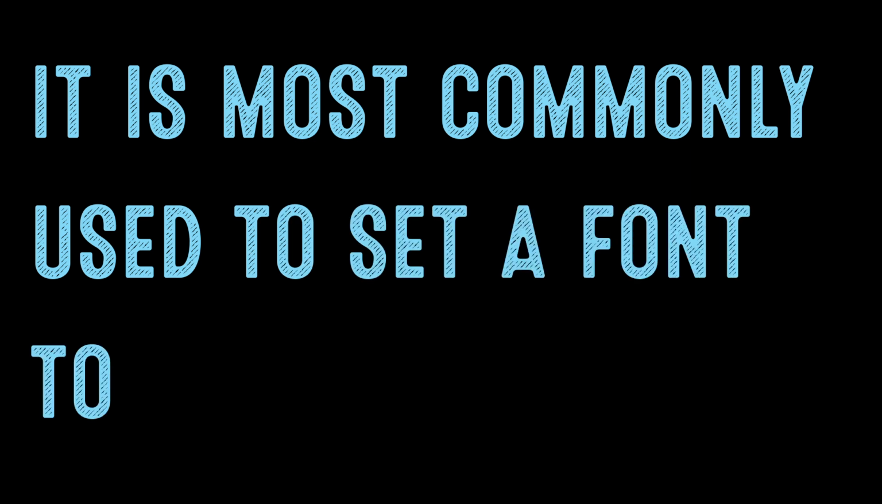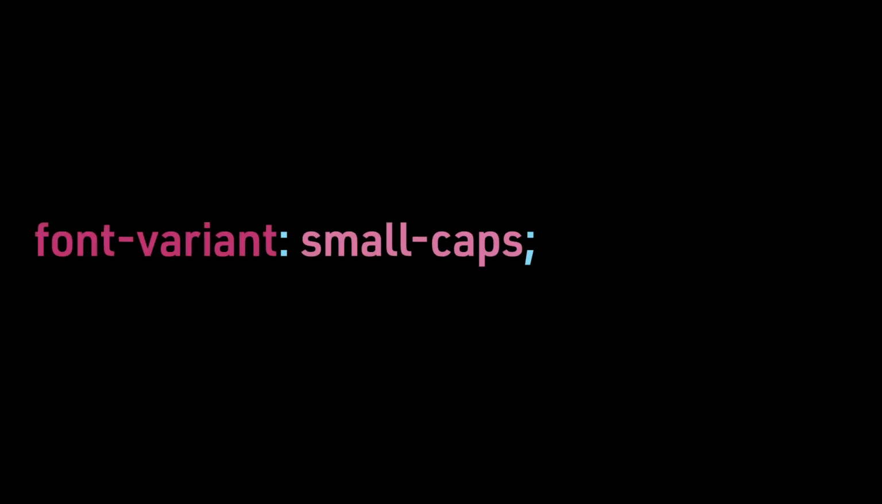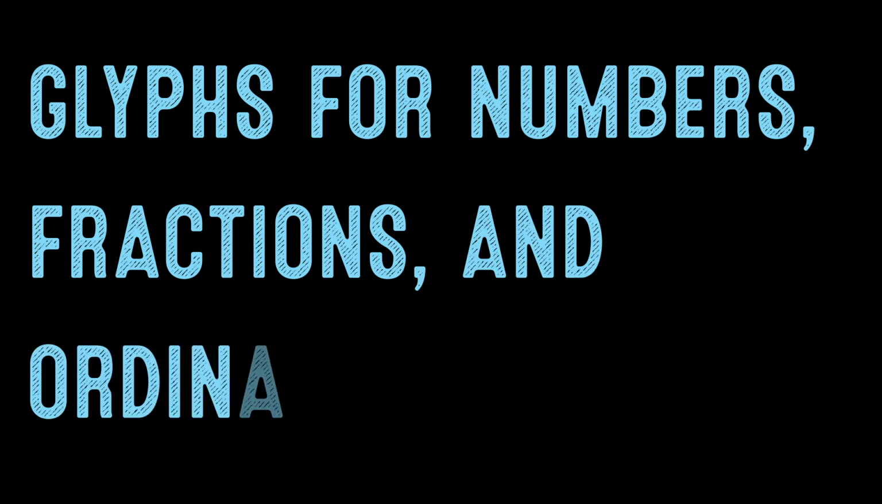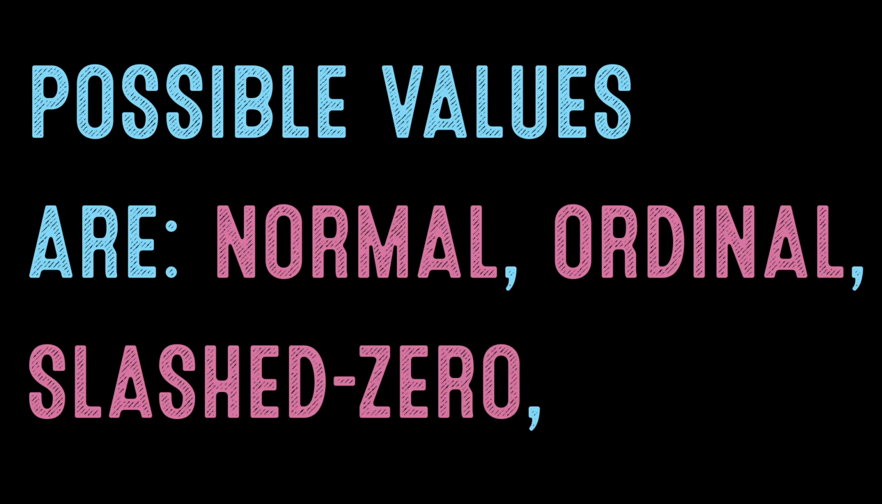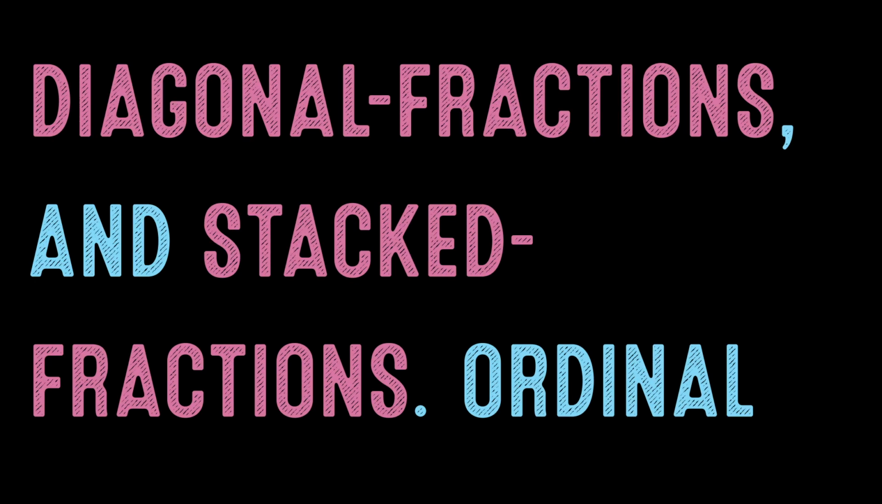It is commonly used to set the font to small caps: font-variant: small-caps. Font-variant-numeric is used to control the use of alternate glyphs for numbers, fractions, and ordinal markers. Possible values are normal, ordinal, slashed-zero, lining-nums, oldstyle-nums, proportional-nums, tabular-nums, diagonal-fractions, and stacked-fractions.